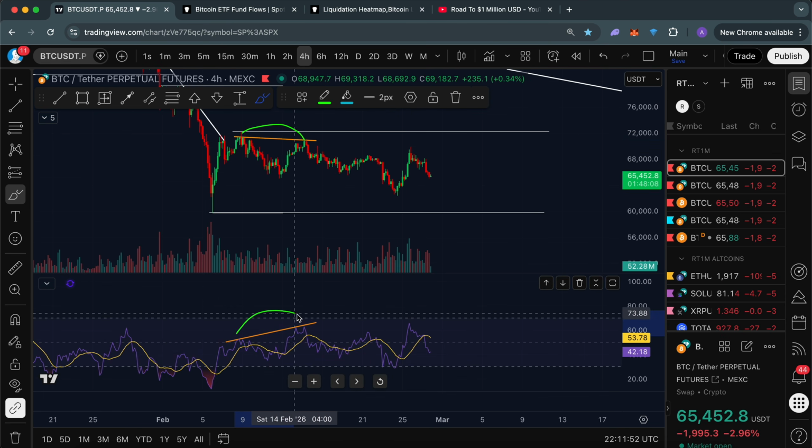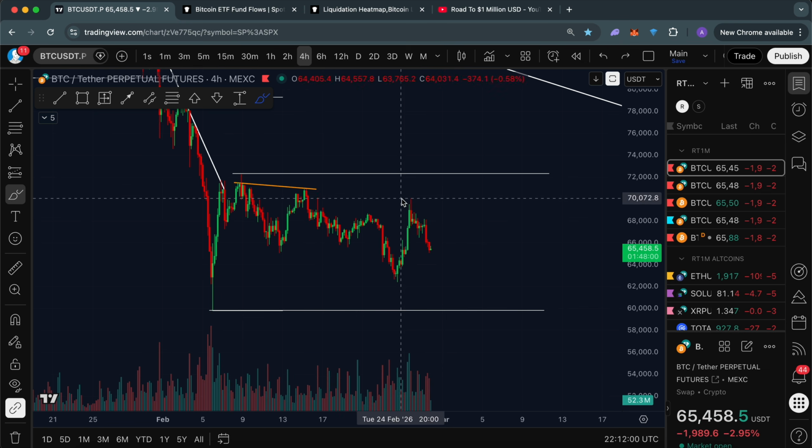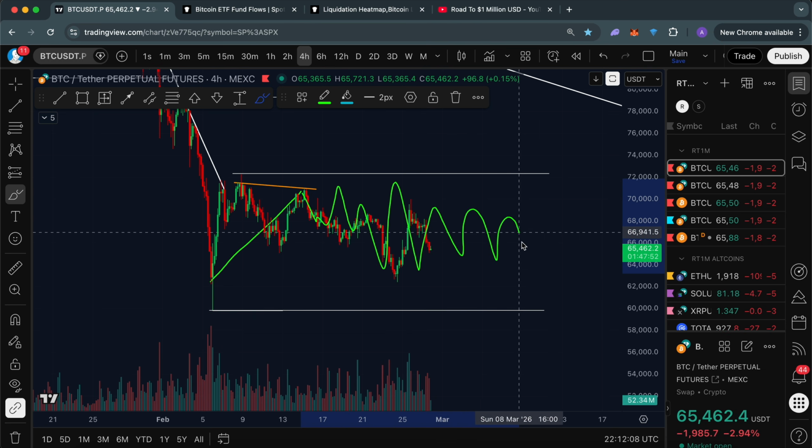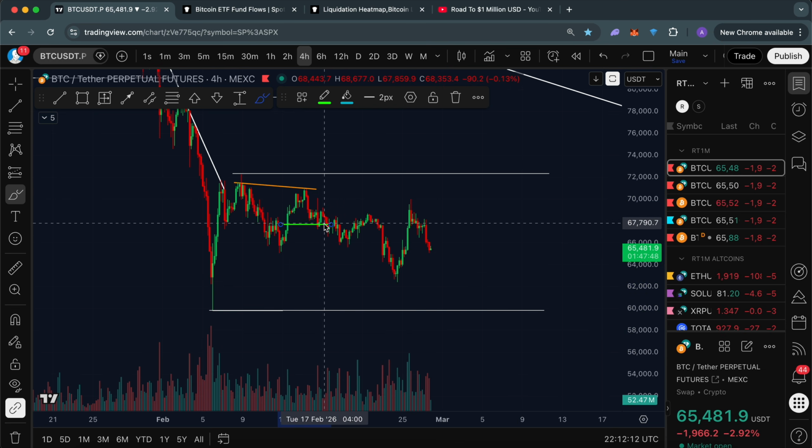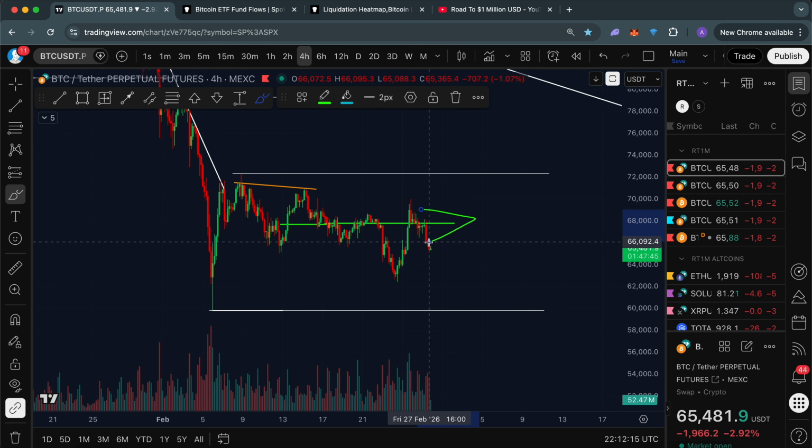Moving on to the 4 hour time frame, not much really changed here. We still have this hidden bearish divergence playing out, which is whenever you have lower highs in the Bitcoin price and higher highs in the RSI momentum indicator, often playing out either in the form of some choppy sideways price action or potentially some bearish momentum.